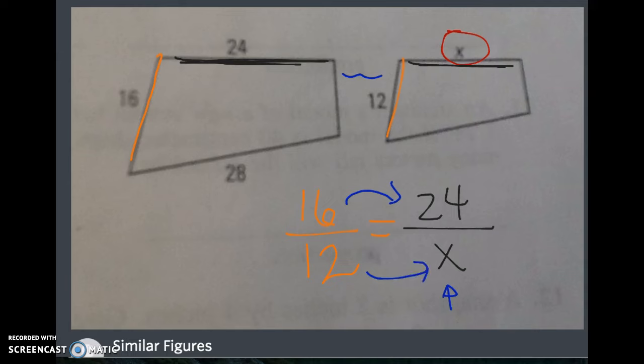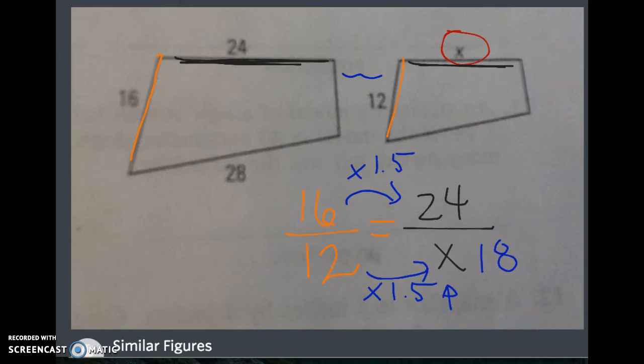From 16 to 24, I have to figure out how many times bigger. 24 divided by 16 is actually 1.5. It's 1.5 times bigger. So over here, I'm going to do 12 times 1.5, and I get 18. Now let's see why that makes sense.